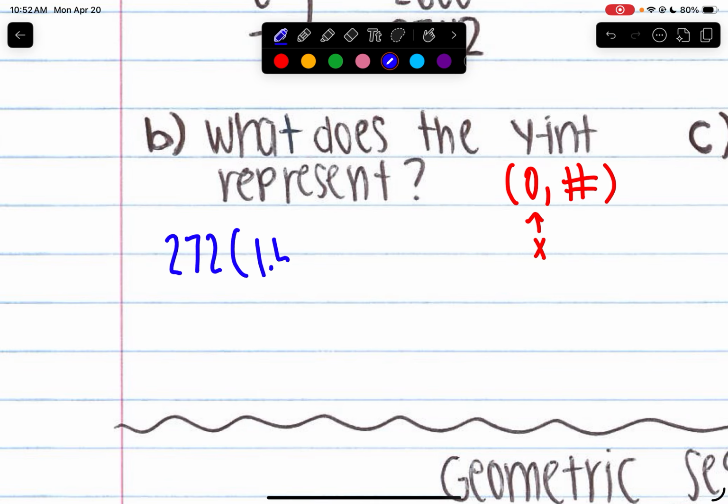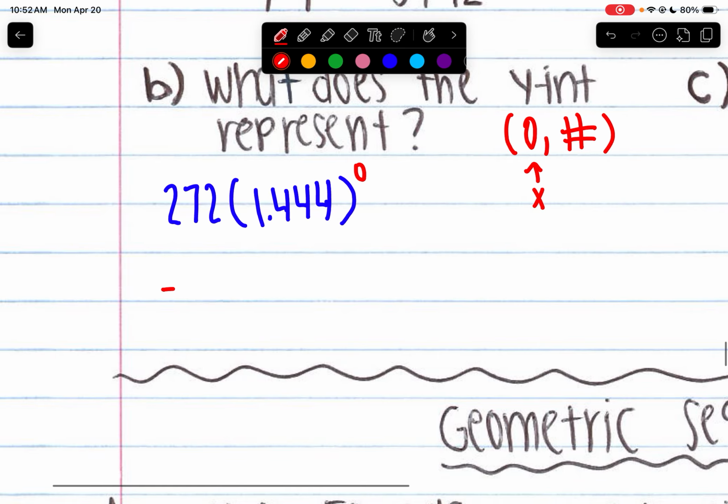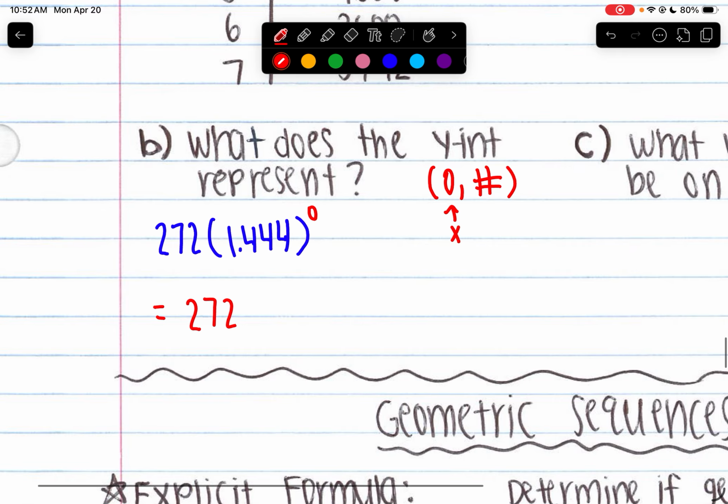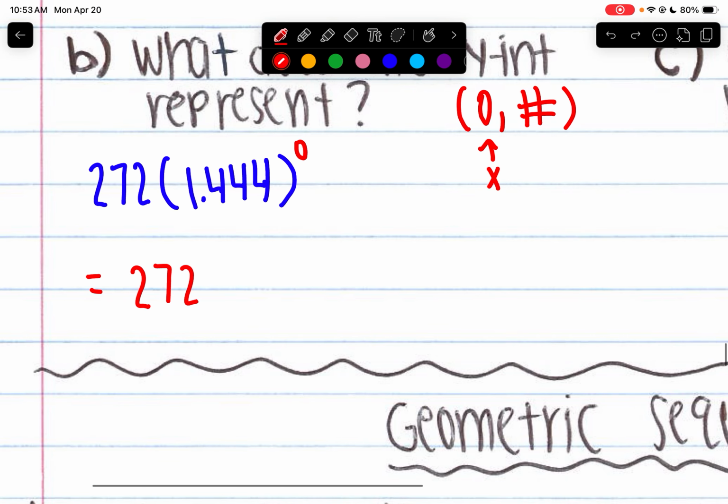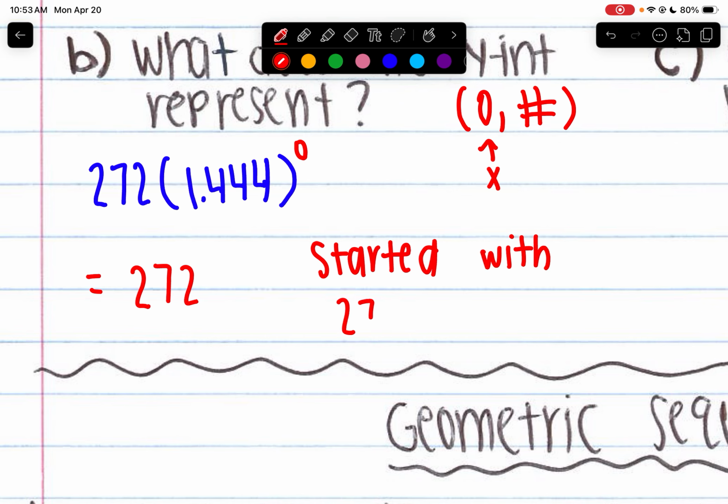Times 1.444 to the power of 0, because we're going to plug in 0 for the x value so that we can find our y-intercept. Well, that gives us 272. What does that mean? Well, remember earlier, isn't that just your A value, 272? Your A value, again, from the previous section of the notes, A means the starting amount, the starting value. So 272 means that we started with 272 people.